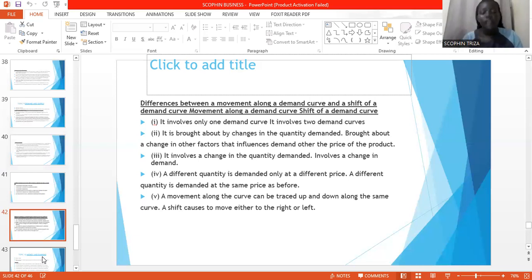Also, a movement along the curve can be traced up and down along the same curve, while the other one shifts, causing the curve to move either to the left or to the right side.